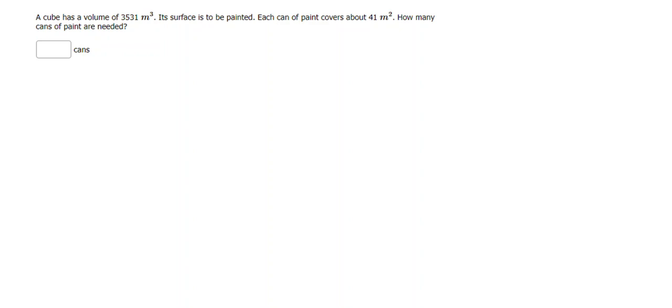Okay, so we're given the area that one can of paint covers, and we want to know how many cans it's going to take. Well, if we know it's this much area, 41 meters squared, then what we just have to do is find the whole surface area and then divide it by 41, right? That'll give us how many actual cans we need. So from there, we can draw a cube.